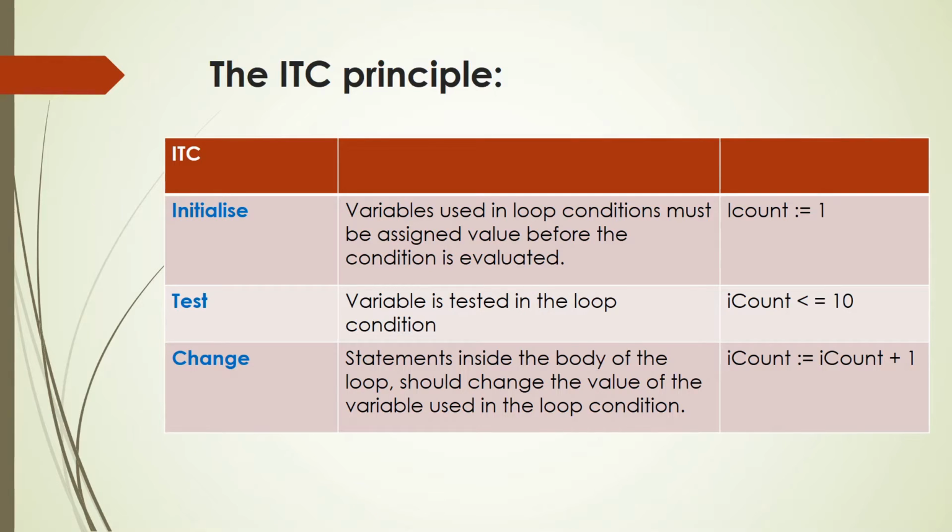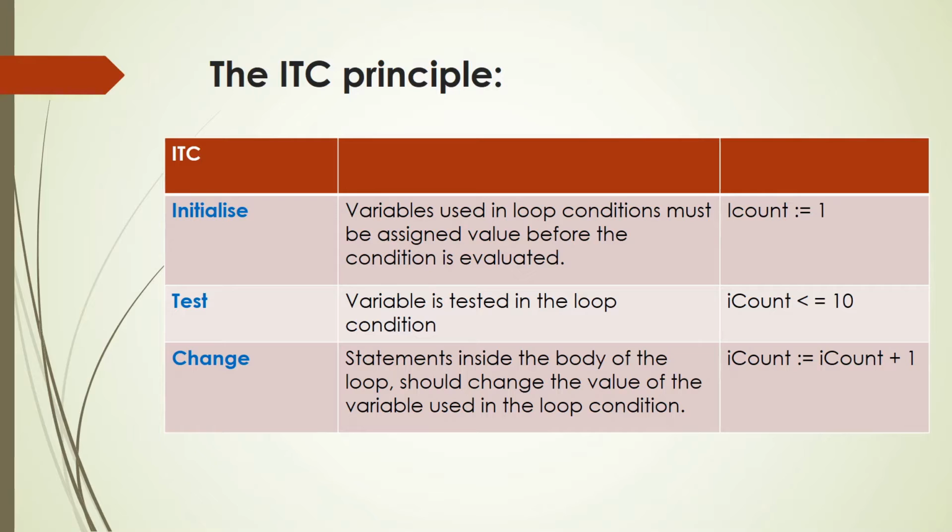T is for test. The variable created is tested in the loop condition. Example, iCount is less than or equal to 10. So the condition is tested, and that will be the deciding factor of when the loop will terminate. It's all based on the condition to be tested.